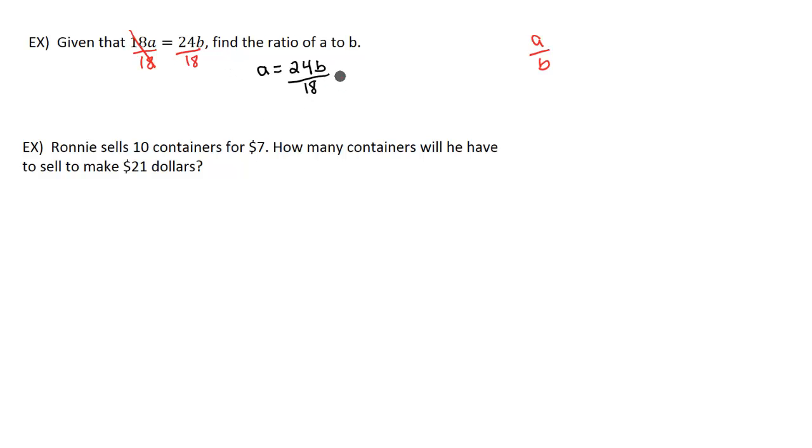Now I want to get rid of this b, so I divide this right side by b. b over b goes away. Now I got to divide this left side by b. And that's exactly what we wanted, because now we have a over b, and that equals 24 over 18. That reduces to 4 over 3, because you could divide 24 and 18 both by 6. 24 divided by 6 is 4. 18 divided by 6 is 3. So you have a ratio of 4 over 3, or you could also say 4 to 3.